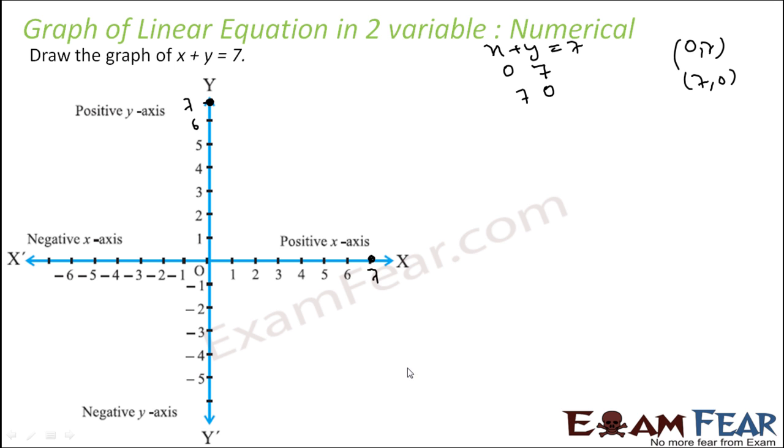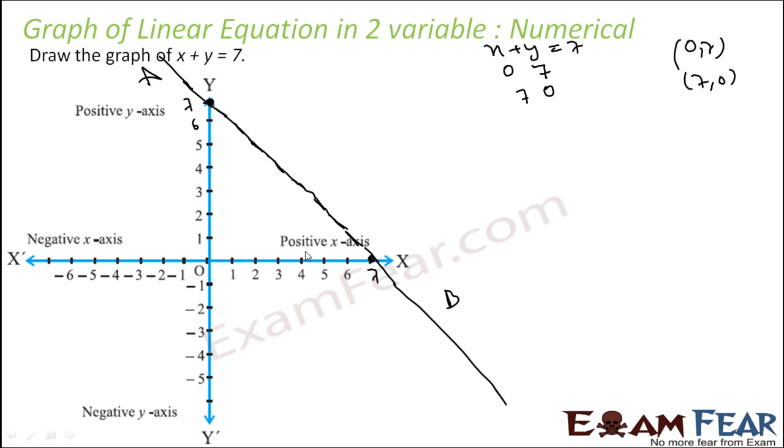We have 2 points. So once we have 2 points, you can join these 2 points. If you join these 2 points, you get a line using the scale. Take a scale and join these points. And this is the line. And any point on this line AB, you can extend this. Any point on this line AB is the solution.